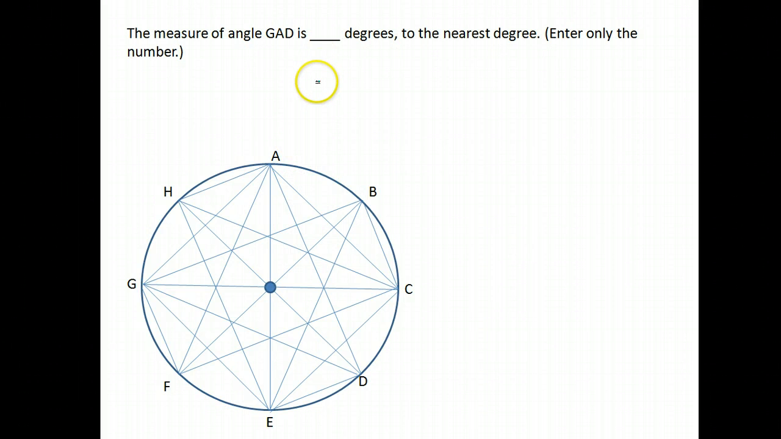Okay, same situation. The measure of angle GAD is how many degrees? Okay, so we have the same figure. Angle GAD goes from G up to A and over to D. So again, I'm trying to find the measure of an angle. I notice that the angle over here creates an arc, and notice that arc is 3 of those sections. Each section was evenly 45 degrees. So we have 3 45-degree sections, which makes my arc how big?